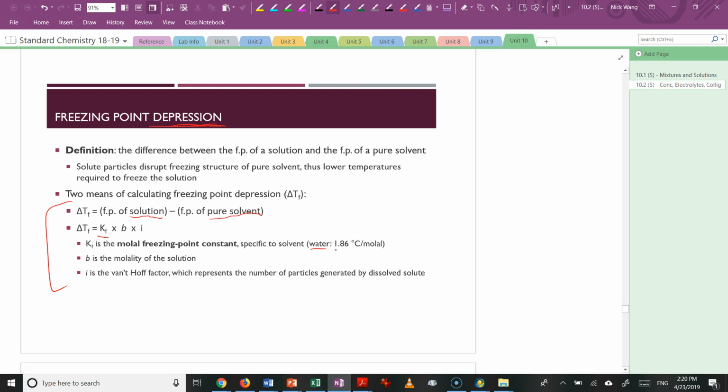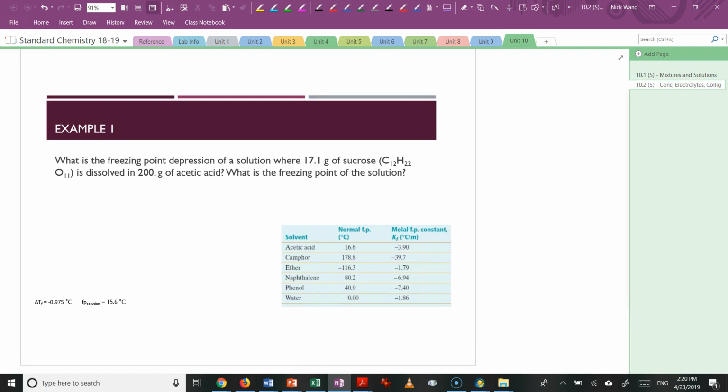B is just a placeholder for the molality of the solution. Make sure you recognize that it's not the molarity of the solution, but molality. And then I is the Van't Hoff factor, which represents the number of particles generated by dissolved solute. Now, this is one that you have a lot of experience with when we talk about electrolytes, so that one shouldn't be too hard to put together. All right, let's see how this works and how it's put in action.